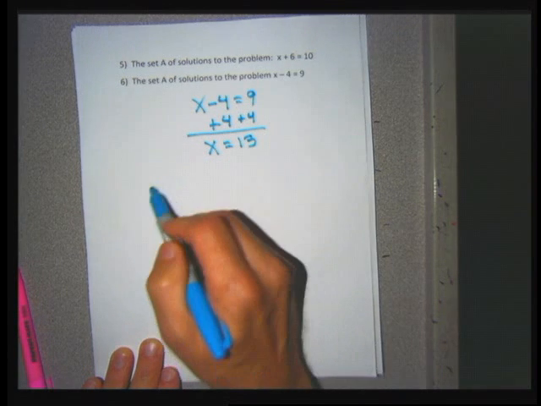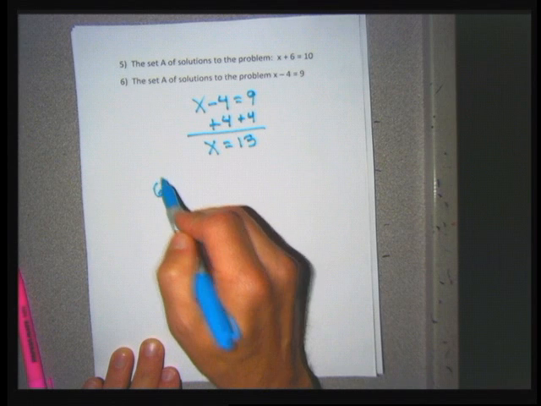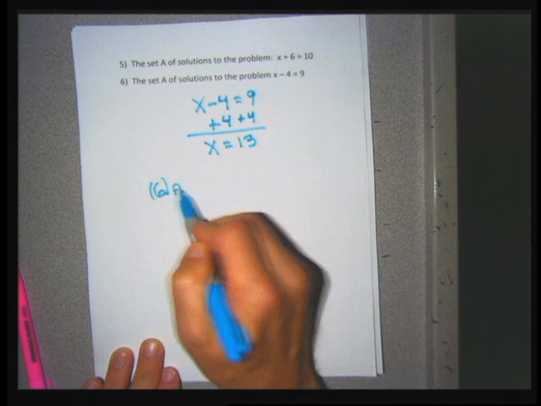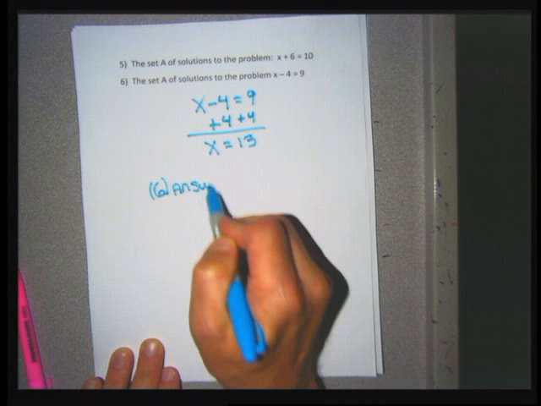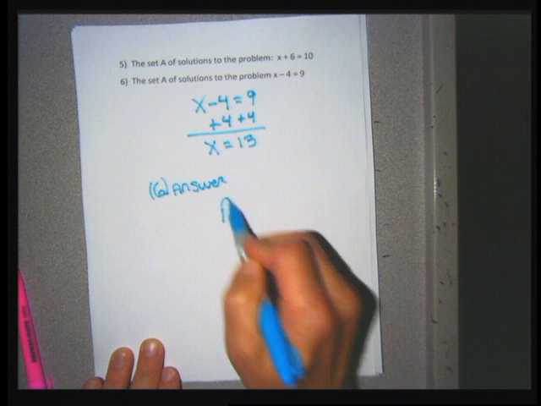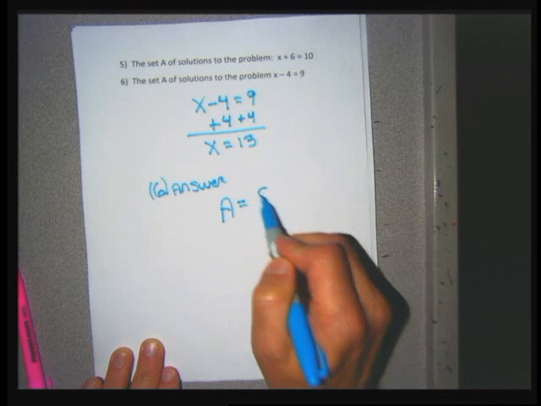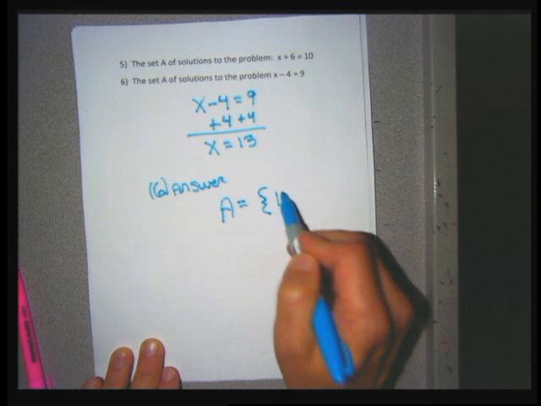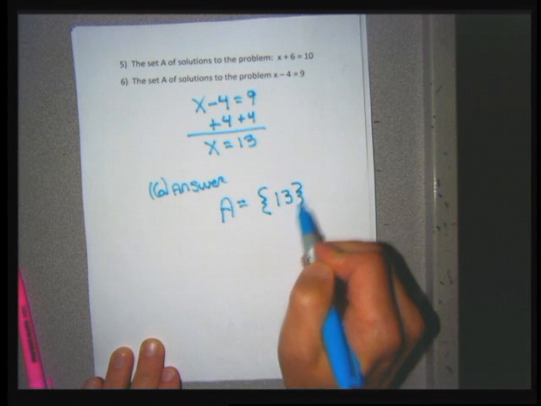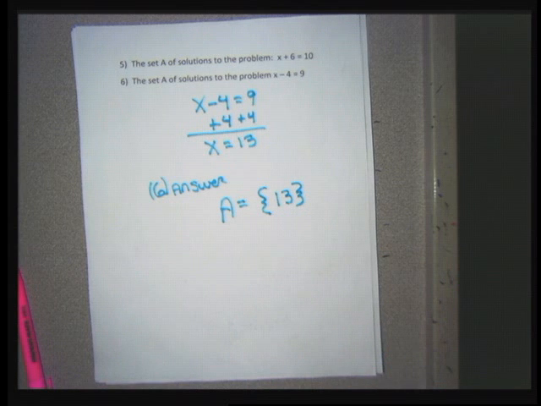So for my answer to number 6, I'm going to write the letter A because the set is called set A. I'm going to write an equal sign and then set braces. And then inside the set braces, I'm going to put the number 13. And that's the only answer that would be correct for this problem.